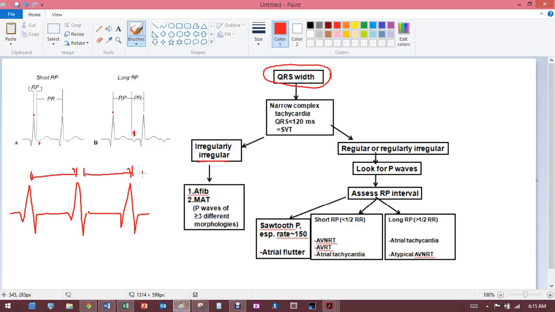But if it's like QRS, QRS, QRS, oh, weird, this one's close together, over here this one's far apart, you'd call that irregularly irregular. Okay, so it's irregular because it's going fast, but it's happening in an unpredictable way. And if this is the case, then you think, oh, the person must have either atrial fibrillation or multifocal atrial tachycardia. So what's the difference between atrial fibrillation and multifocal atrial tachycardia?